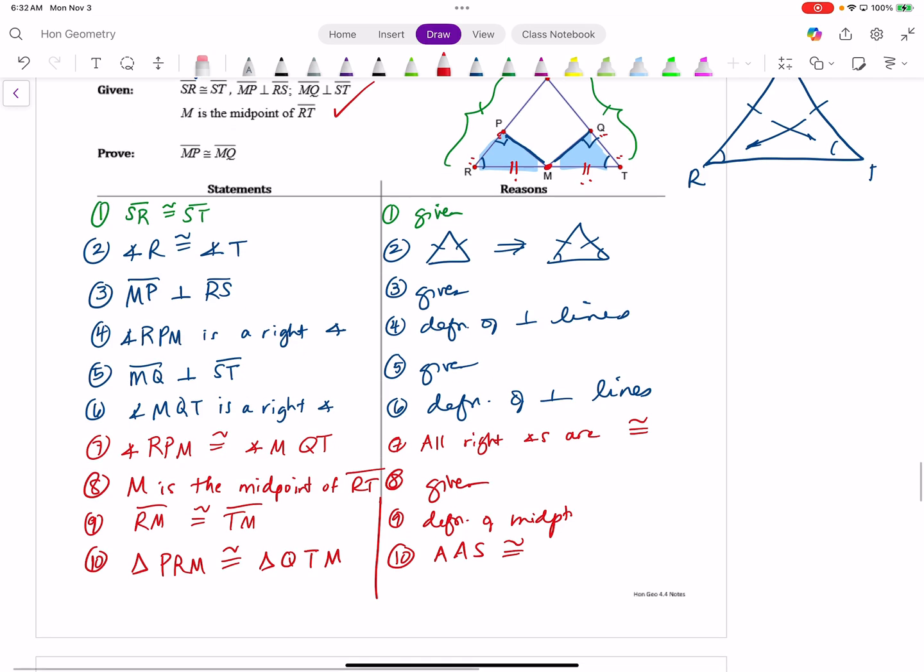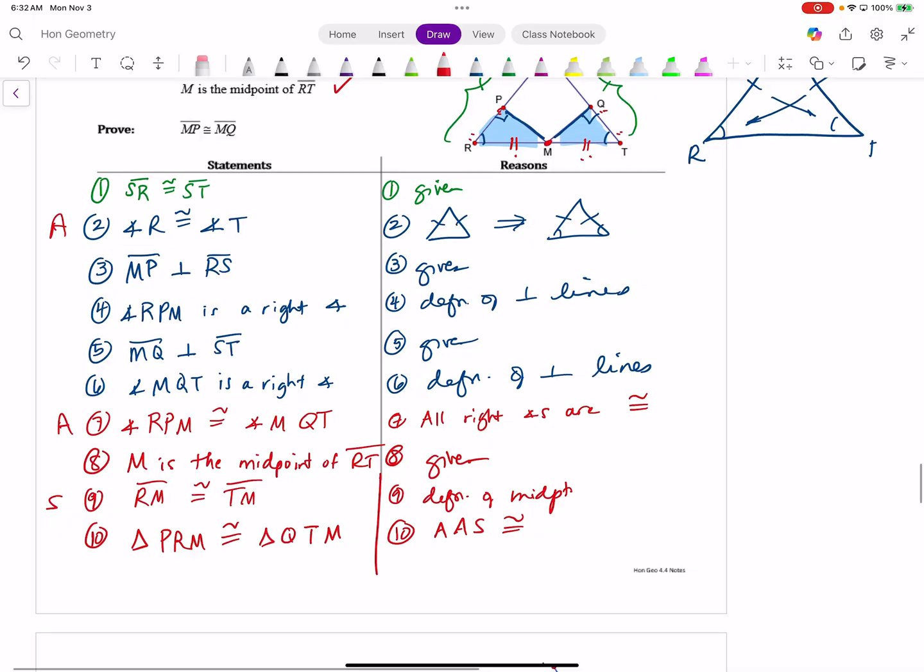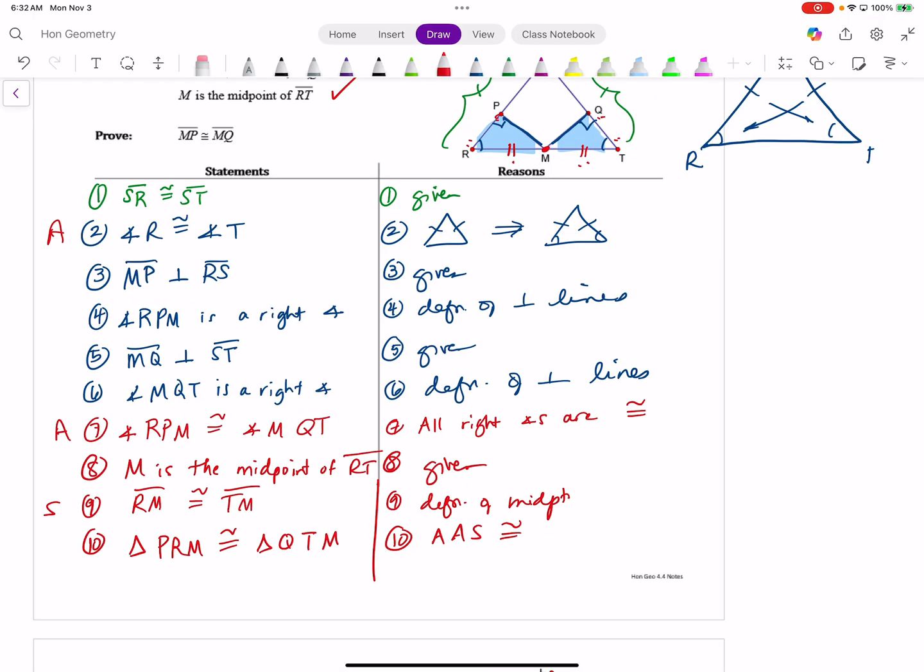All right, make sure I had everything. So the right angle was one of them. That was one of my angles. R, that was the other angle. And then the side was this one, yes. So I've got all my angle, angle, side in there. And then now I can say that MP is congruent to MQ because corresponding parts of congruent triangles are congruent.